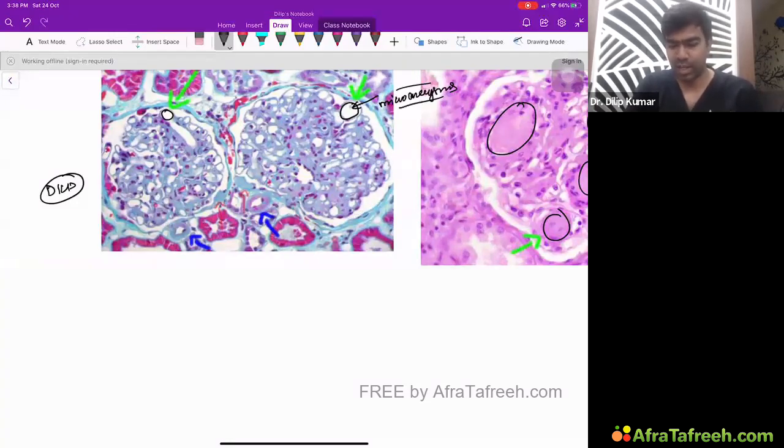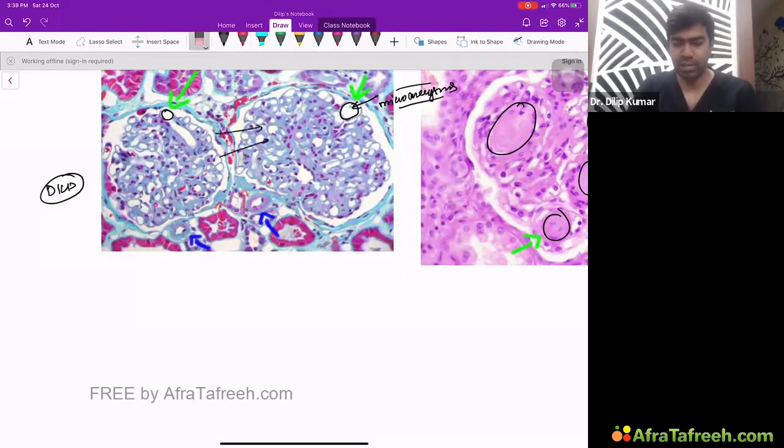And you can see the mesangial matrix is a bit more compared to the normal glomerulus. If you see the normal glomerulus, go home and see the normal glomerulus, you don't see this much of matrix. I don't think you can see this much of matrix in the mesangium. So a little mesangial matrix enlargement is there. This is called a diffuse mesangial deposition of some proteins, and that's what happens in diabetes mellitus very commonly.